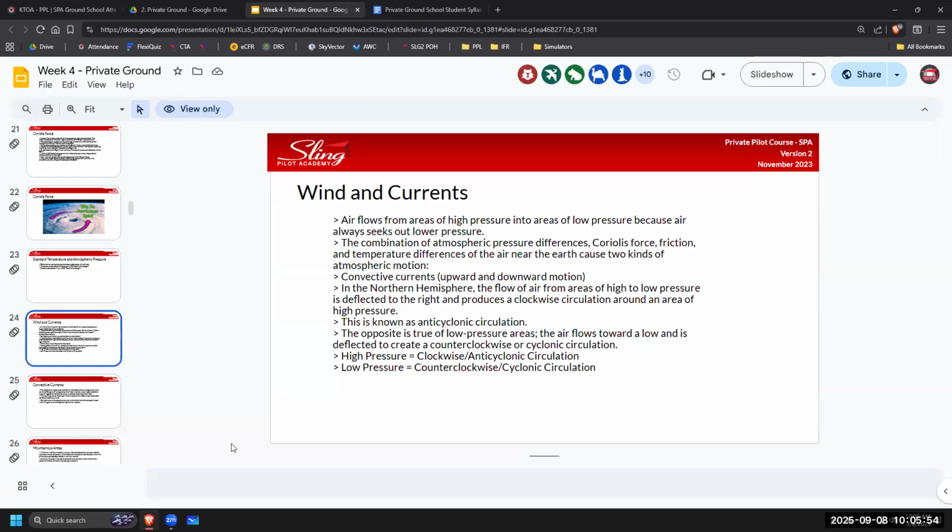So it applies to Bernoulli's. That's how we heard about it first, but it's the same. It just applies to currents in this way in wind. High pressure is always seeking out low pressure. Okay. Then we talk about convective currents.